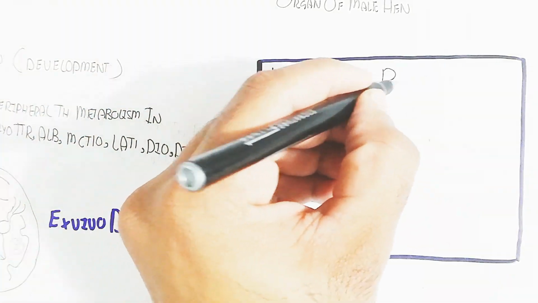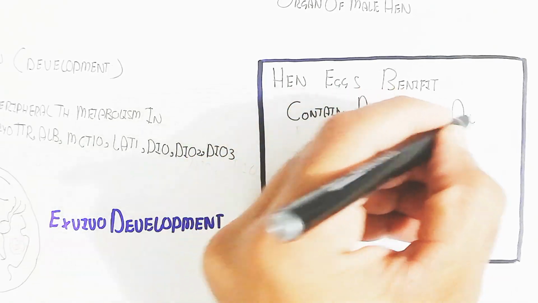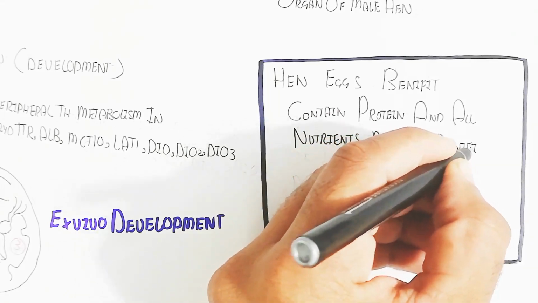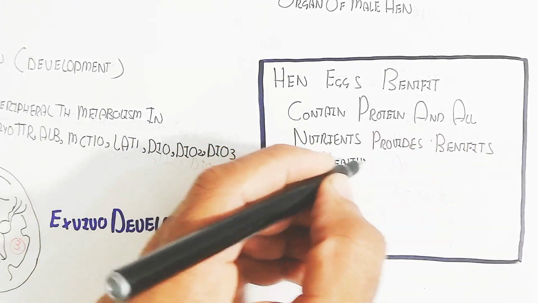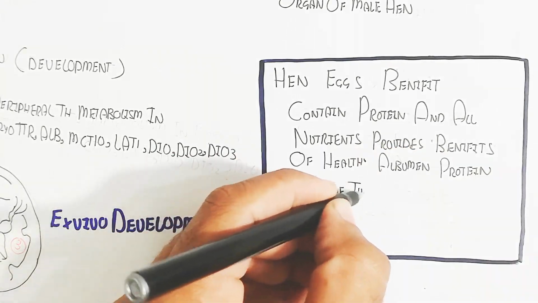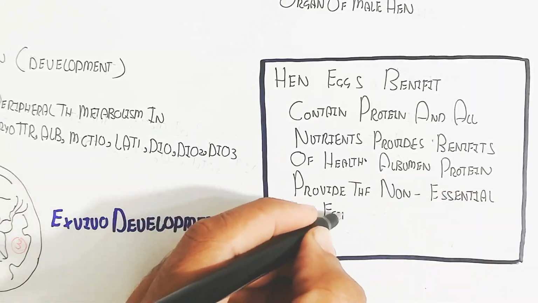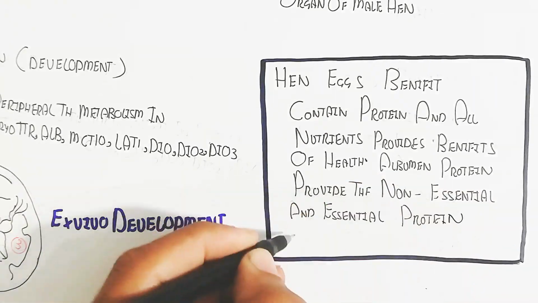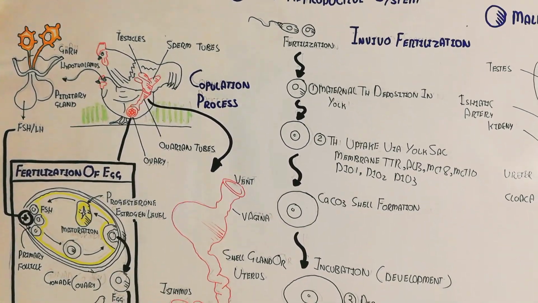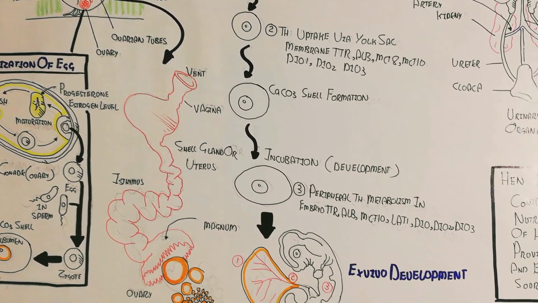The hen eggs benefit we will discuss: they contain protein and all nutrients and provide health benefits. Albumin protein provides non-essential and essential protein sources and fatty acids, so we can consume them and become healthier. Except for vitamin C, the chick development requires all types of nutrients, so the deposition of all nutrients is very important. That is why the egg is complete nutrition.